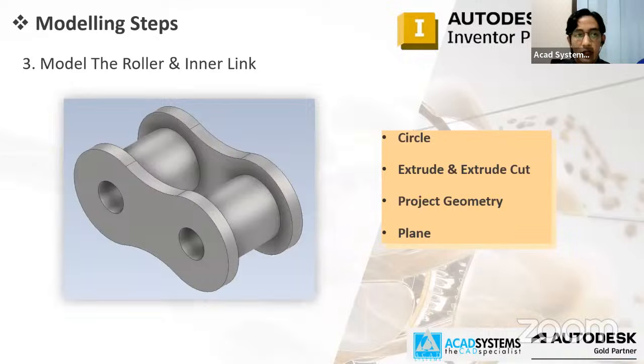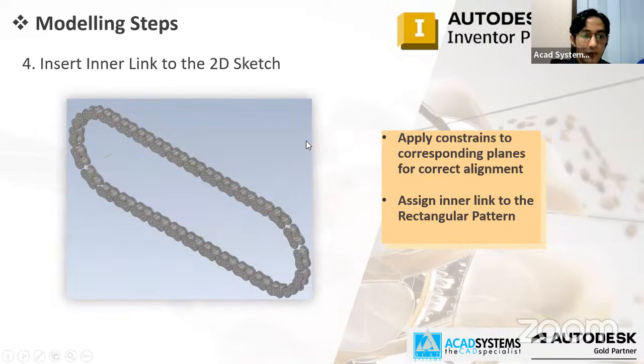The next step is we need to model the roller and inner link, just like in this picture over here. These are the tools that we are going to use to model this link. Okay, and then we want to open a new assembly file to insert the 2D sketch and also the inner link. Okay, we will apply the constraint to corresponding planes for correct alignment.